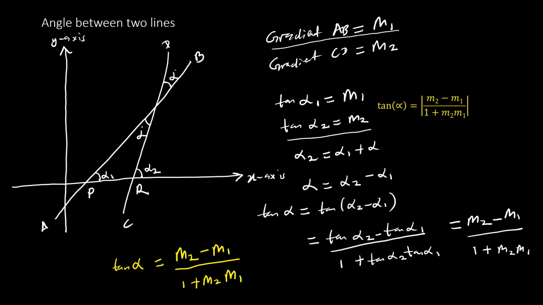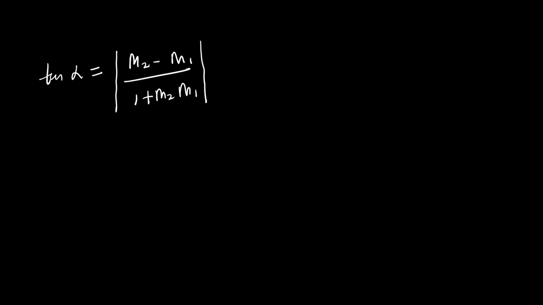Let's look at some examples to illustrate this point. One thing you have to note here is that we are taking the absolute value. So if you have tan alpha, it's going to be the absolute value of M2 minus M1 over 1 plus M2 M1. Please note that we are taking the absolute value of M2 minus M1 over 1 plus M2 M1, so there won't be negative cases.